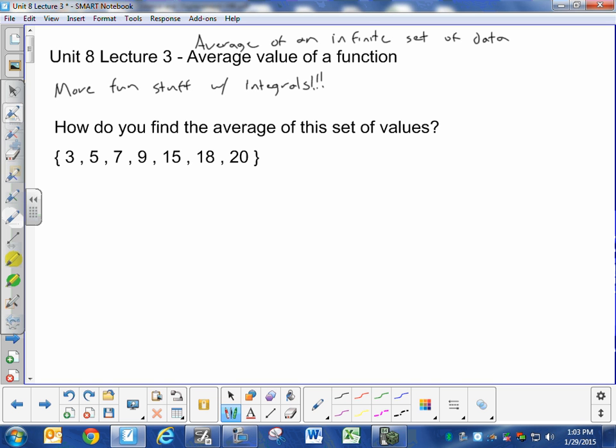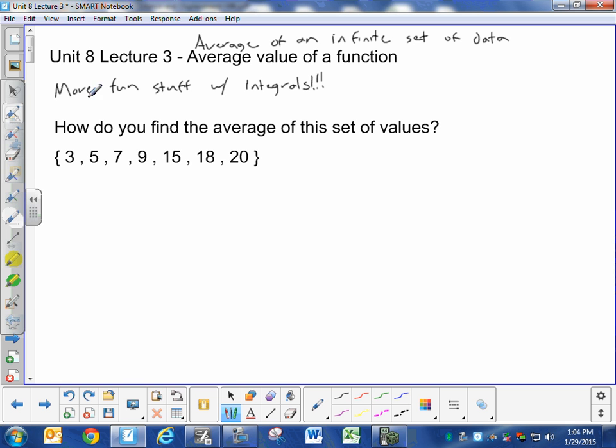If I ask you to find the average of 3, 5, 7, 9, 15, 18, and 20, what do you do, Mr. Glubke? Find the mean. How do you find the mean? How do you find an average, Mr. Owusu? Add them all and then divide by how many numbers there are. Good. All right, we got it.